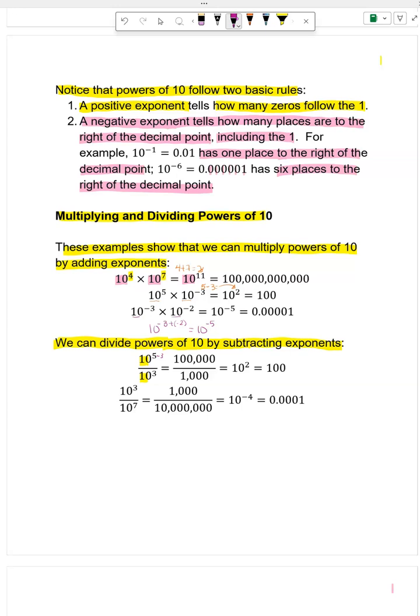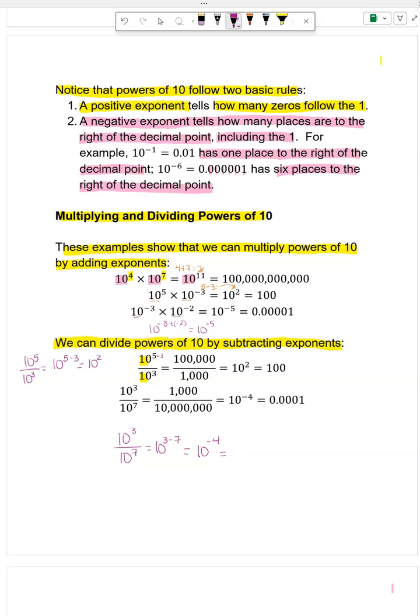So we have 10 to the 5th over 10 to the 3rd. That's the same thing as saying 10 to the 5 minus 3, which gives us 10 squared. You see that here, which equals 100, right? So let's do this one down here. We have 10 cubed over 10 to the 7th. We take 3 and subtract 7. That's the way I need to say it. So 10 to the 3 minus 7. Well, that's going to give us a negative 4, right?